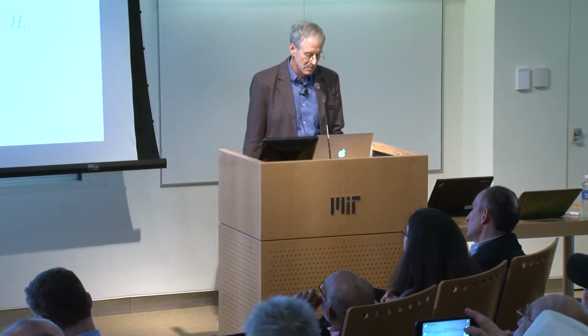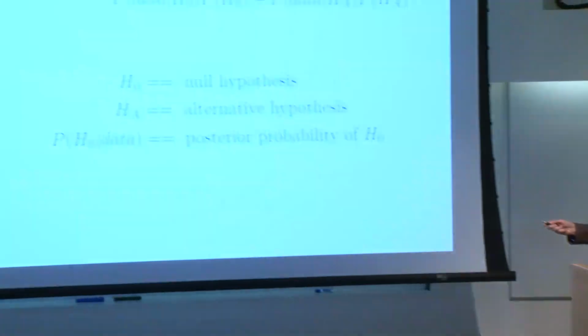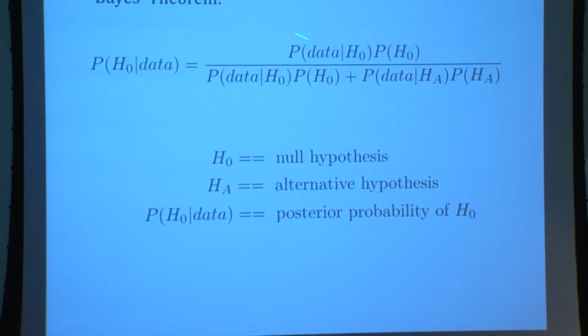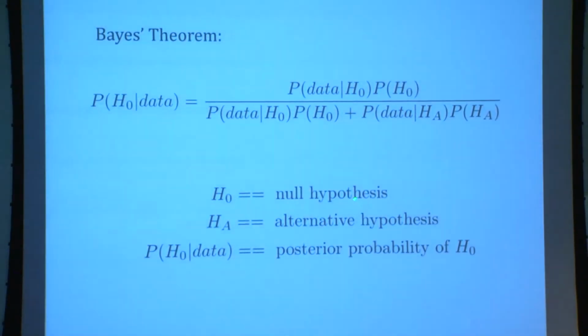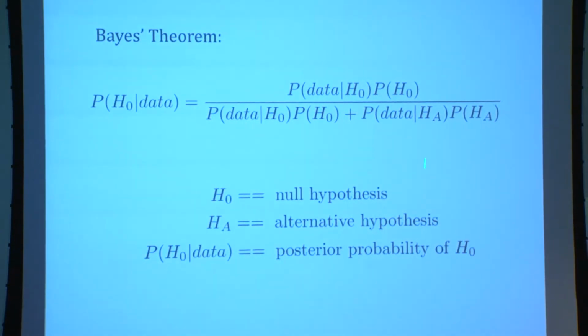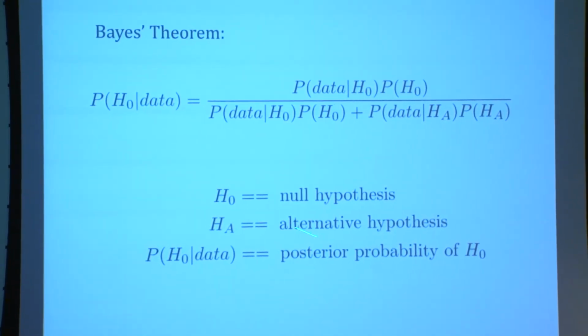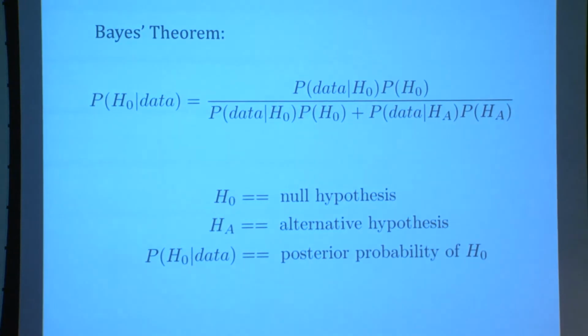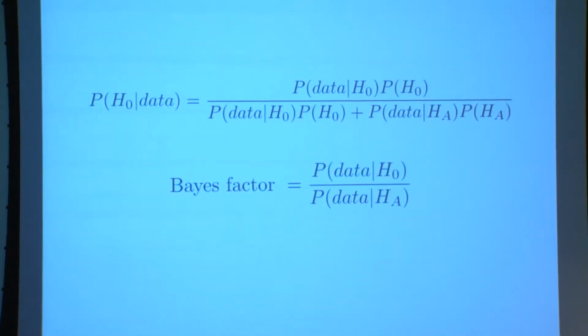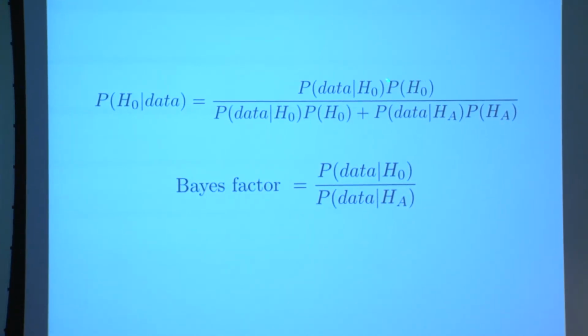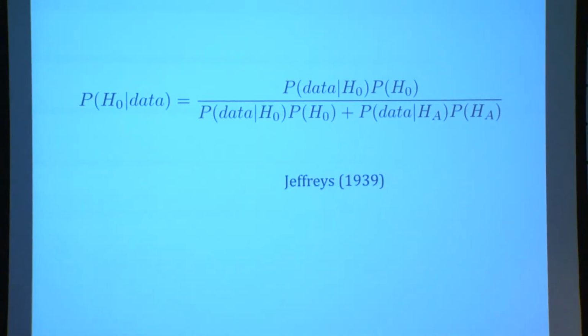So it starts with Bayes' theorem. The probability of a hypothesis given data is written in terms of the probability of the data given the hypothesis. Null, we have null here. We'd also need the alternative. Here's the posterior probability of the null, is what that notation means. And if you fix a value for P of H0, the so-called prior probability of the hypothesis, and the probability of the alternative, it's equivalent to look at the Bayes factor here, which goes back to Jeffreys in 1939.